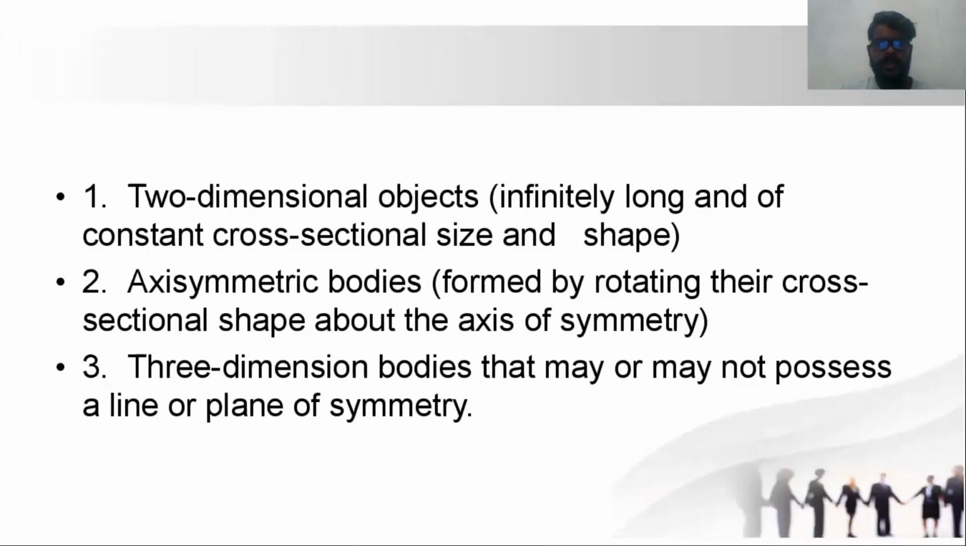And the third point will be two-dimensional objects that are identified as infinitely long with a constant cross-sectional size and shape. What this means is that the dimension is infinitely long with a constant cross-sectional size and shape, which is also the main purpose of the body immersed function. An axisymmetric body is formed by rotating the cross-sectional shape around the axis of symmetry.